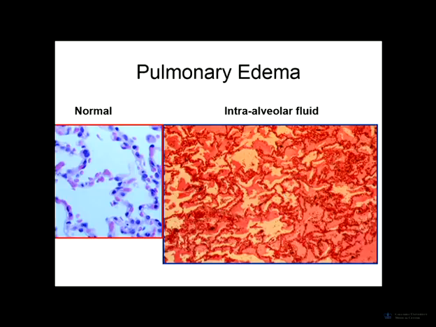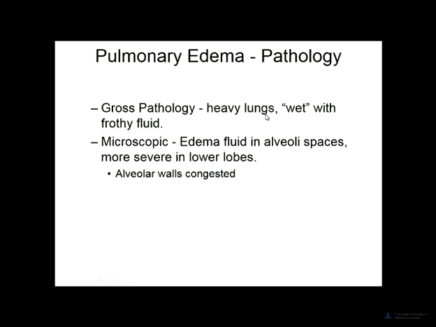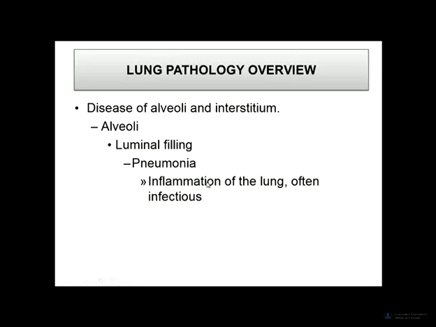Fairly straightforward. Again, grossly, the lungs are heavy and wet. Edema, fluid in the alveolar spaces, more severe in the lower lobes, again, because of the pressure issues that are involved, and the alveolar walls will be congested.